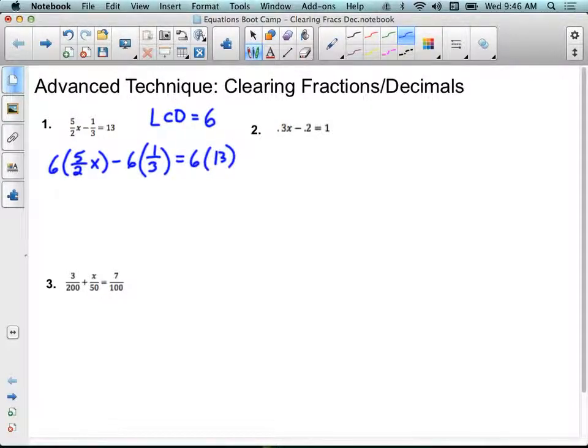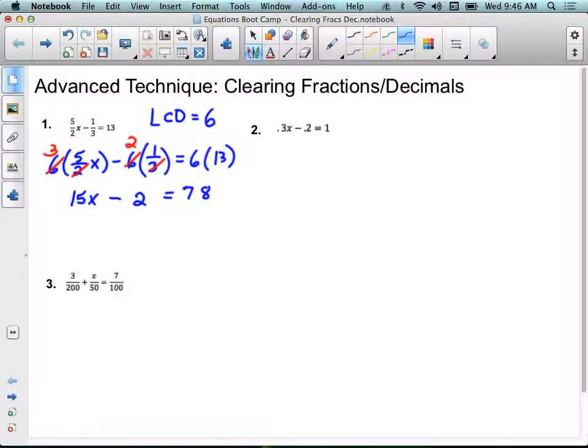Okay? And now I can do some cross-canceling. This would be the same as 3. This would be the same as 2. So what I'm going to end up with is a simpler equation that looks like this: 3 times 5, that's 15x, minus 2 times 1 is 2, equals 60 plus 18, that would be 78.